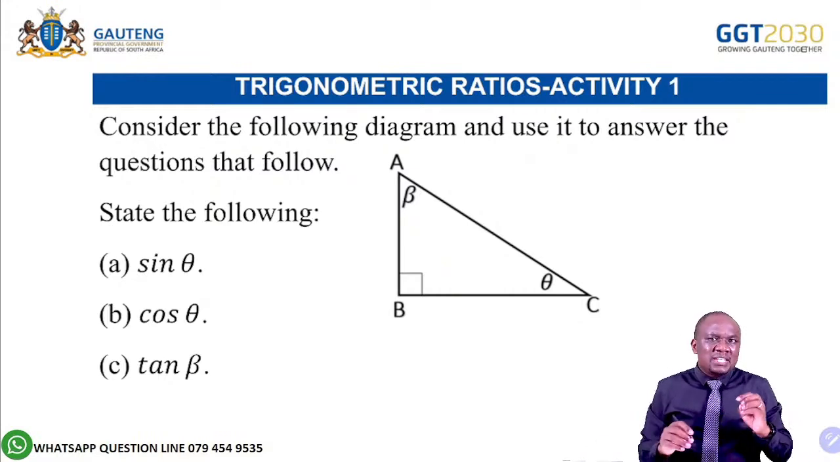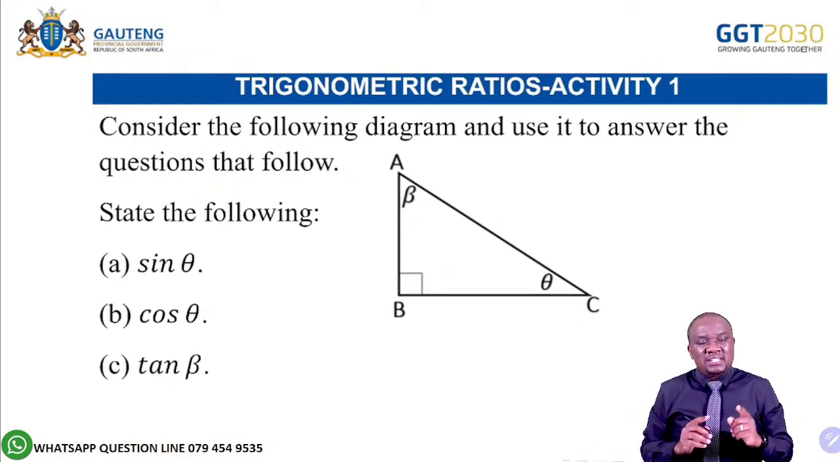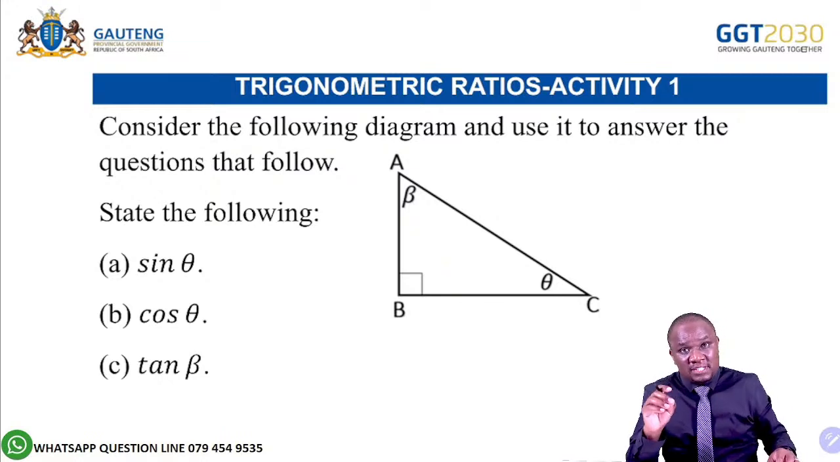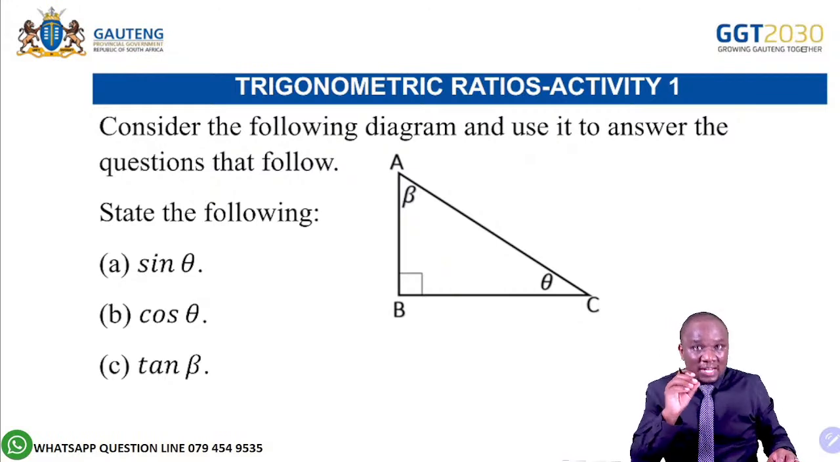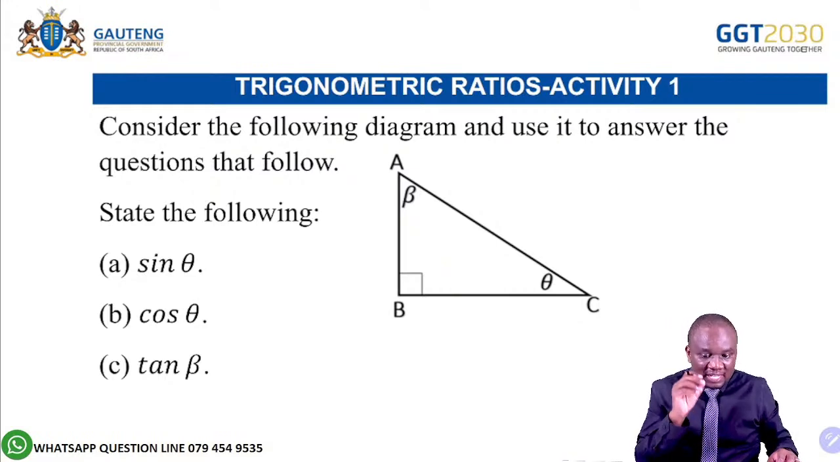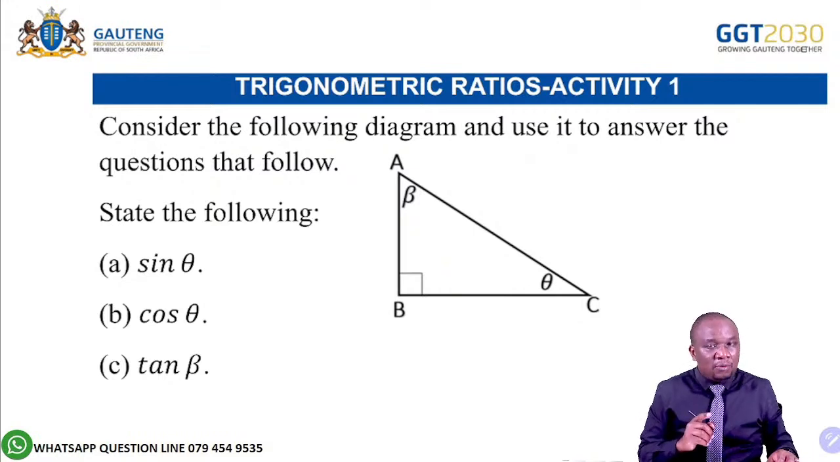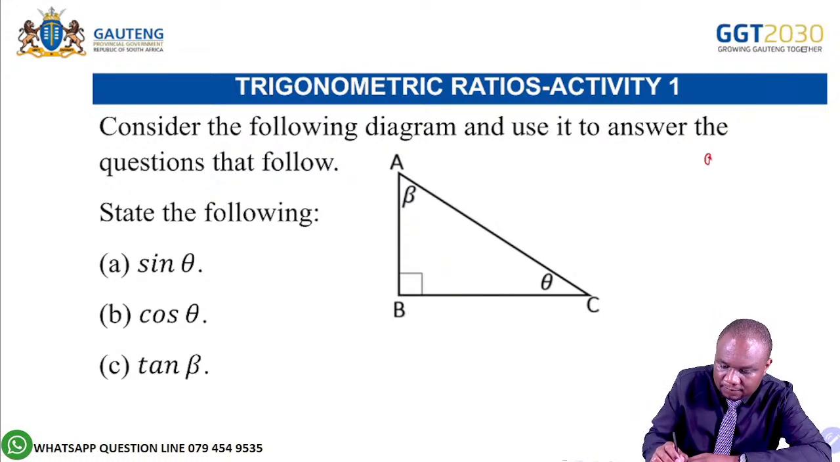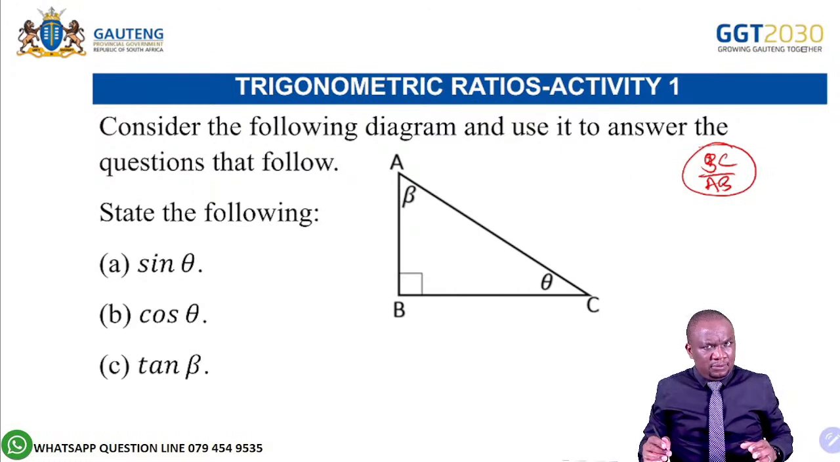State the following: sine theta. I want you to use the sides AB, BC, AC. You don't need to write opposite side over adjacent side. I want you to name the side. The sides in this triangle are AC, BC and AB. If sine theta, I'm not saying it's correct, were BC over AB, I want the answer to look like that: BC over AB, okay?